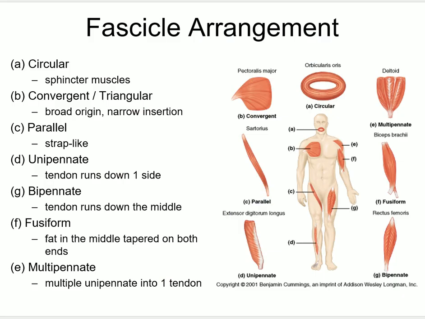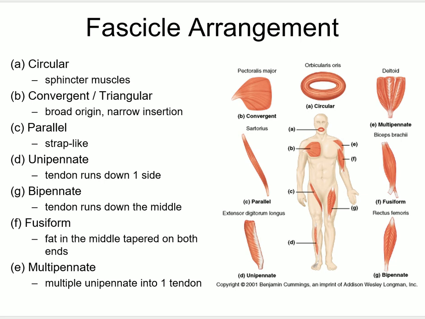All right, so we just talked about fascicles. So remember, fascicles are a bundle of muscle fibers or muscle cells that are grouped together in a skeletal muscle. So here's some arrangements. Okay, so we're looking at the classification of muscles by which direction the muscle fibers go, and how the muscle fibers are kind of grouped together, right?